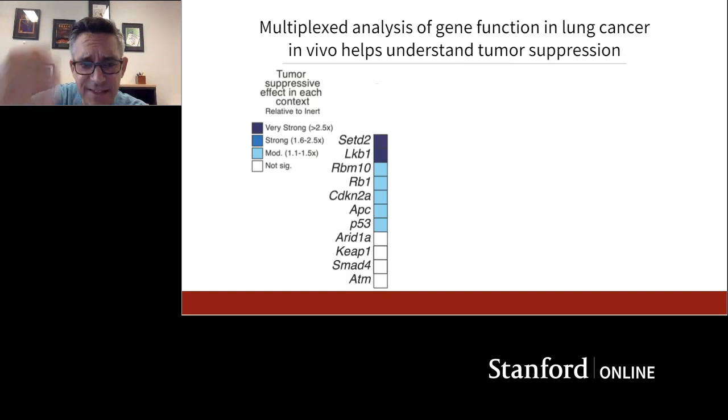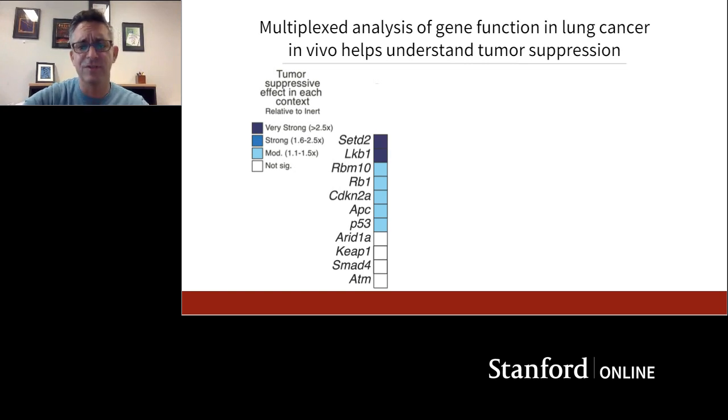We analyzed this in many ways, but this is a simple way to show it. Here are all the genes we inactivated. If they're dark blue, it means when we deleted them, the tumors grew really big. The ones that are lighter blue, when we deleted them, the tumors grew a little bit faster. And these white ones, when we inactivated those genes, had no impact on growth. That was also interesting to us.